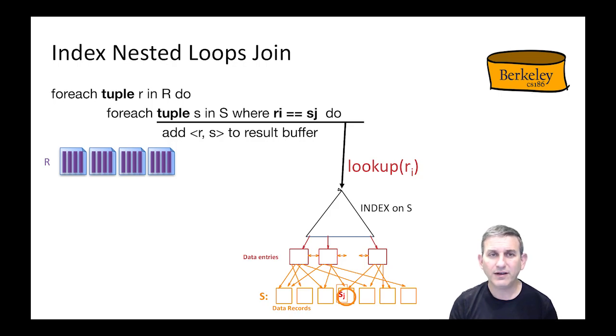For each tuple little r in R, do: for each tuple s in S that matches, do: return the result pair. Now, the magic, of course, is in that inner loop where we only look at tuples in S that match. How do we do that? We do that via a lookup in an index. So for every tuple r, we take its join value r sub i, and we do a lookup in the index on S sub j to find the matches. There may be many matches per tuple of r, so it is a nested loop still.